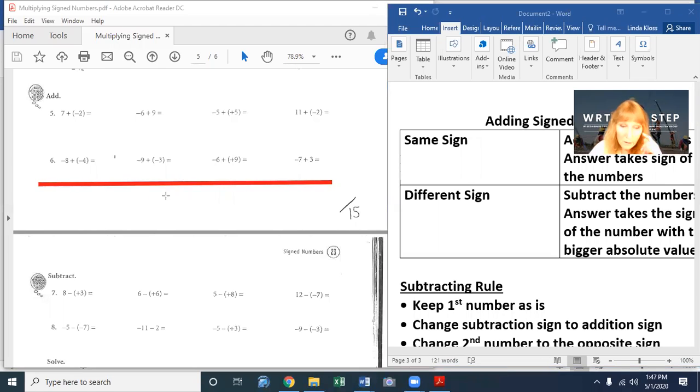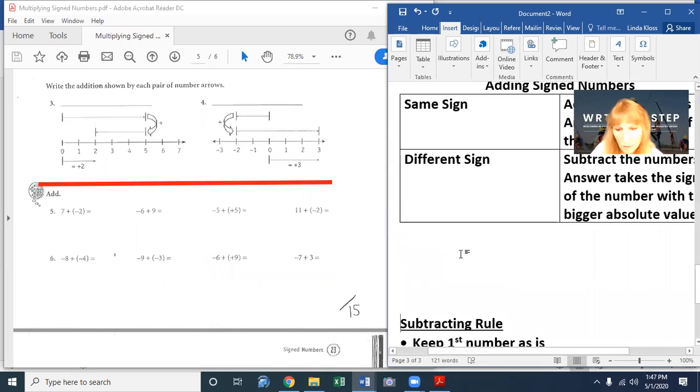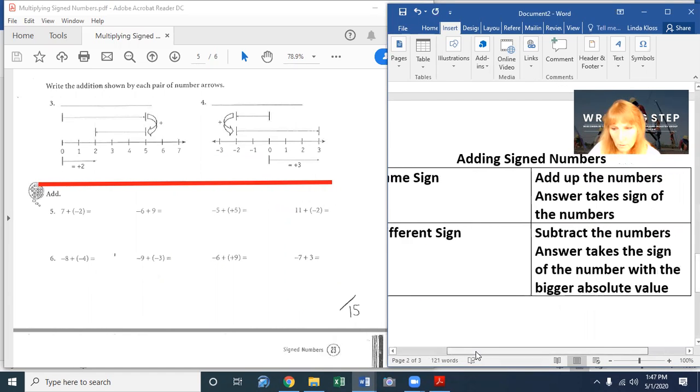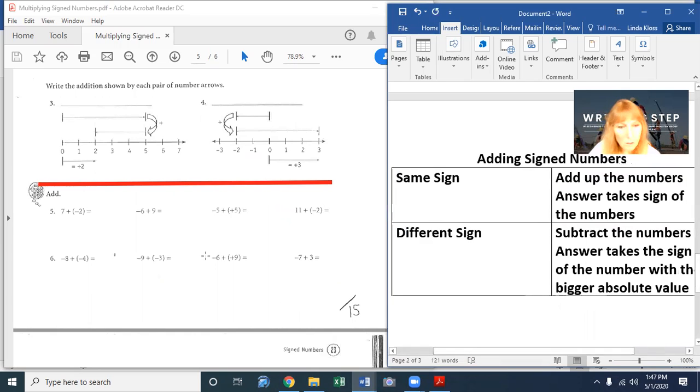So we have -8 plus -4. Now we've got to get out of our head the timesing and dividing rules, because they don't work the same for adding and subtracting. So we have -8. I'm actually going to put the subtraction rule on the next page so we can focus just on what we need here. Okay. So -8 plus -4.